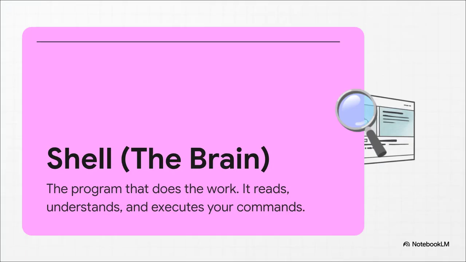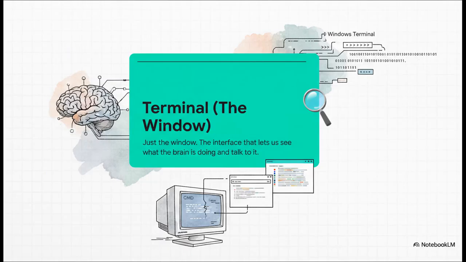Think of the shell as the brain. It's the program that's actually doing the work, right? It's the interpreter that reads what you type, understands the commands, and makes stuff happen. So CMD is a shell, PowerShell is a much, much smarter shell, and Bash, which you use in Linux, is another shell. They're the engines. Okay, so if the shell is the brain, then what's the terminal? It's just the window. That's it. It's the storefront, the user interface that lets us see what the brain is doing and lets us talk to it.